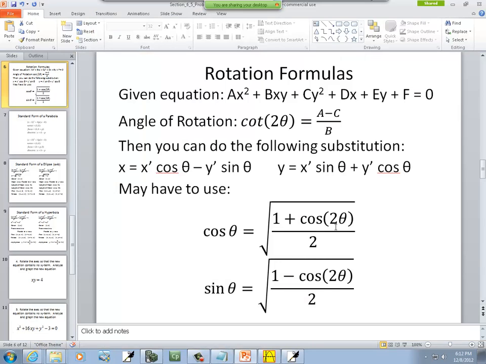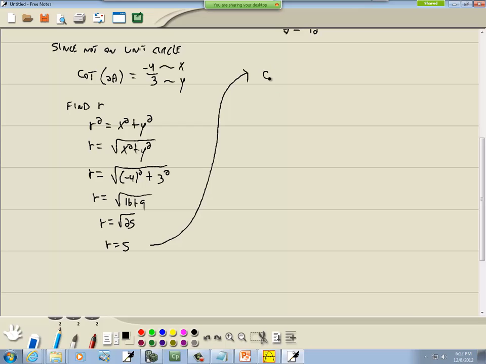Now for these formulas, we're going to need cosine of 2 theta. Now cosine of 2 theta is going to equal x over r. Now you're sitting there saying, well, we didn't have 2 theta before. Well, it doesn't matter. The fact that this was 2 theta here means I can have 2 theta here. So cosine of 2 theta is going to equal x was negative 4 and r is 5. So now we're going to use these two right here.